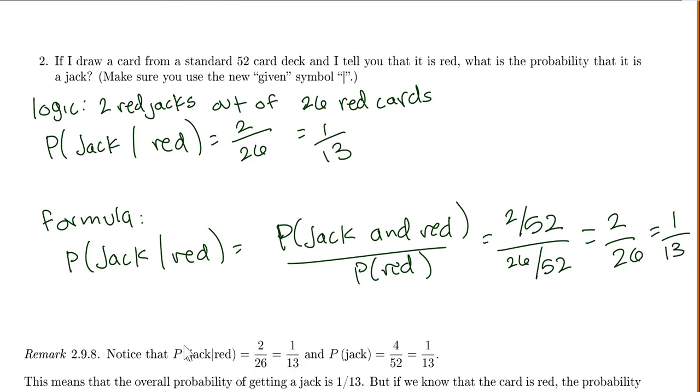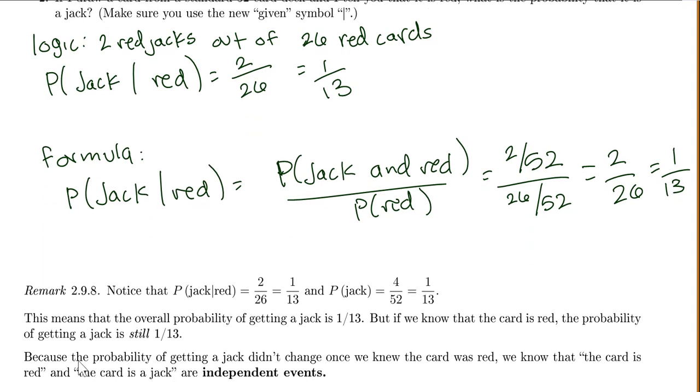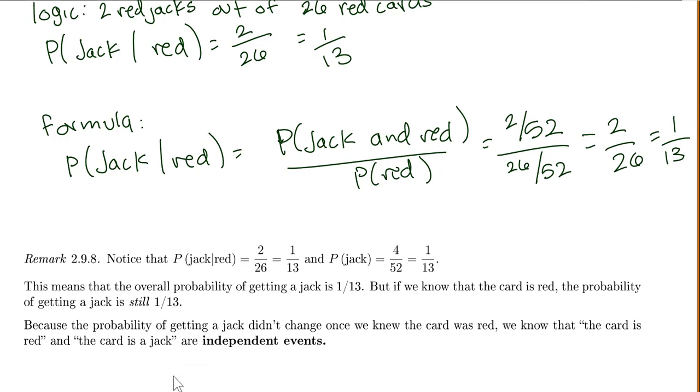Okay, so you might notice that the probability of jack, if you know it's a red card, is 1 out of 13. But the overall probability of a jack is still 1 out of 13. So this means that the overall probability of getting a jack is 1 out of 13. But we know, if we know the card's red, the probability of getting a jack is still 1 out of 13. So that means whether or not you get a jack does not depend on whether or not the card is red. The probability of getting a jack doesn't change at all if you know the card is red. That means that the card is red and the card is a jack are independent events.